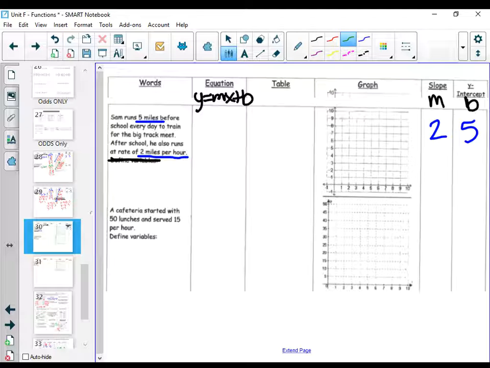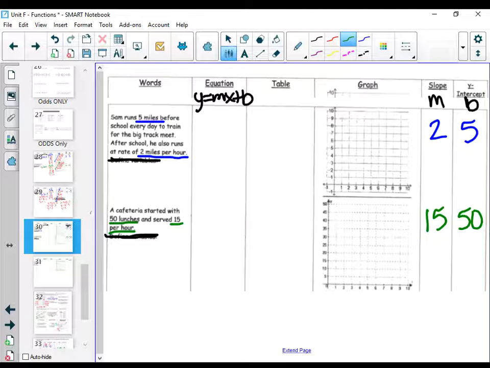The next problem says a cafeteria started with 50 school lunches and served 15 per hour. We have to make sure that we are carefully labeling our numbers. So 50 school lunches and then 15 per hour. So I know 15 per hour means that that's my slope. That's what I'm changing by. 50 is where I'm starting. It even says the word starting.